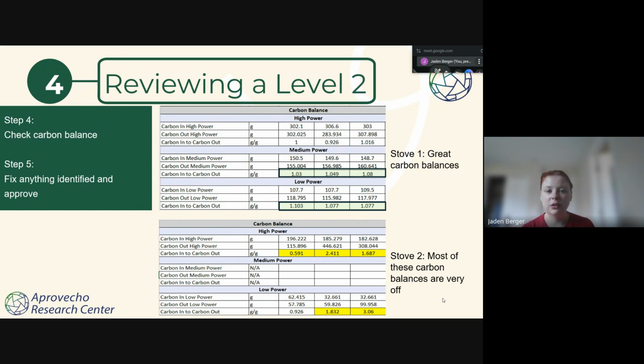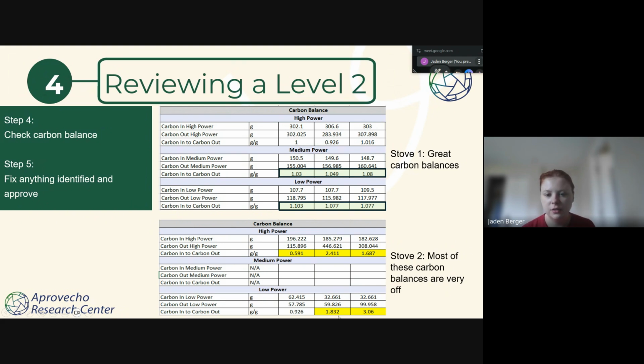So we want to do a quick scan and check all of our carbon balances. You can see here, this stove, we had really good carbon balances. They're all around 1. That's amazing. That tells me, okay, I can really trust all of this data now. The carbon balance is good. All of the tests are similar to each other. Our standard deviations are low. This data is ready to go.